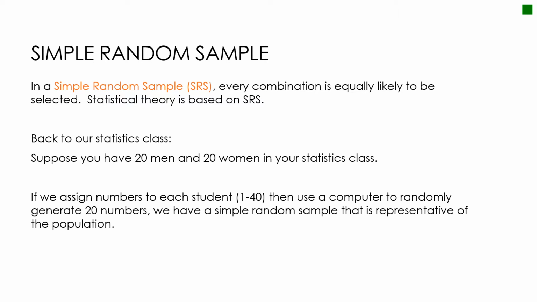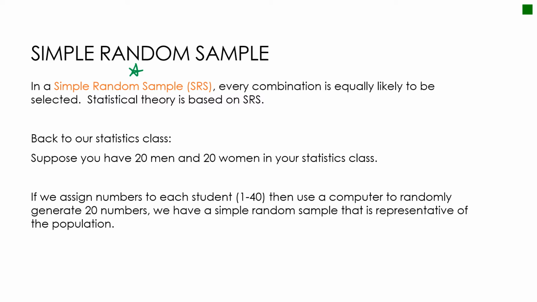The simple random sample. This one is great. It's the easiest one, obviously. Simple's right there in the title, and typically it works really well. So in a simple random sample, every combination is equally likely to be selected, and a lot of statistical theory is based on the SRS, the simple random sample.